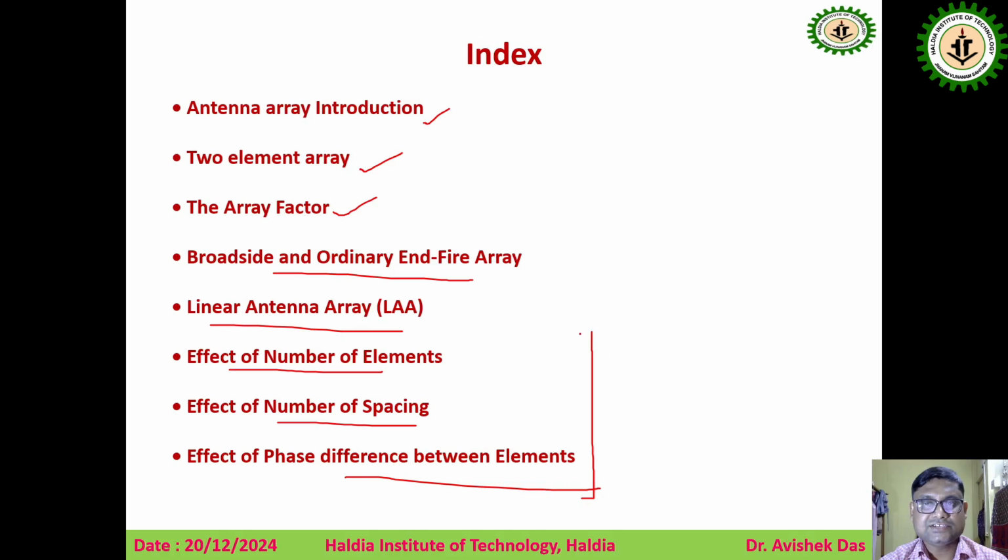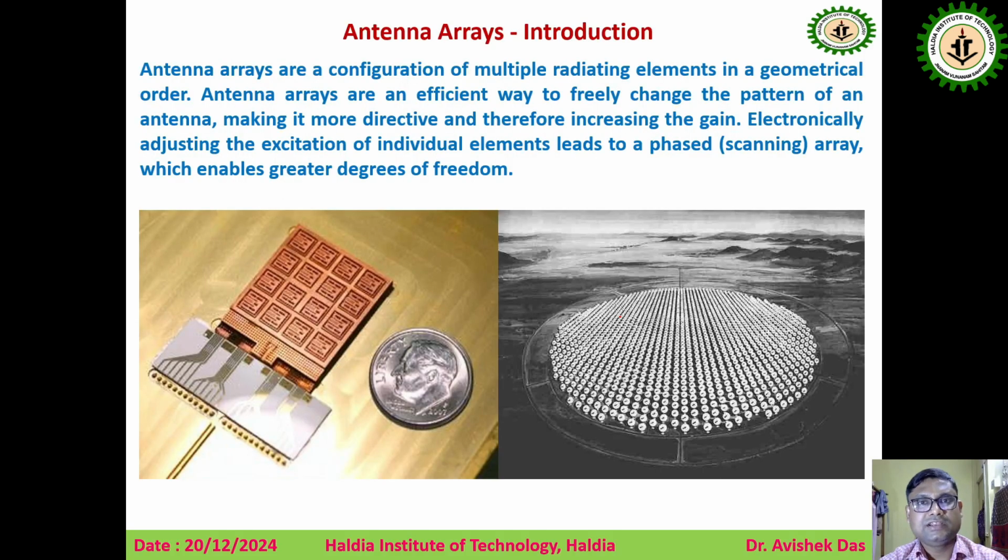If we change or increase the number of elements, what will be the effect on the array factor? If we change the spacing between two elements, and if we change the phase difference or phase excitation on each element of the array, then what will be the effect on the radiation? That we will discuss in this slide. In the next slide, we discuss what an antenna array is.